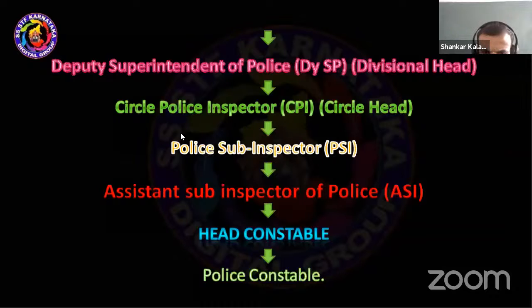Under the Circle Police Inspector, there will be PSI, Police Sub Inspector. He is the head of each police station. Under him, there will be Assistant Sub Inspector to carry on all activities. Under the Assistant Sub Inspector of Police, there will be Head Constable, and under the Head Constable, there will be Police Constable to carry on all the activities of the police station. This is the structure of the police department.